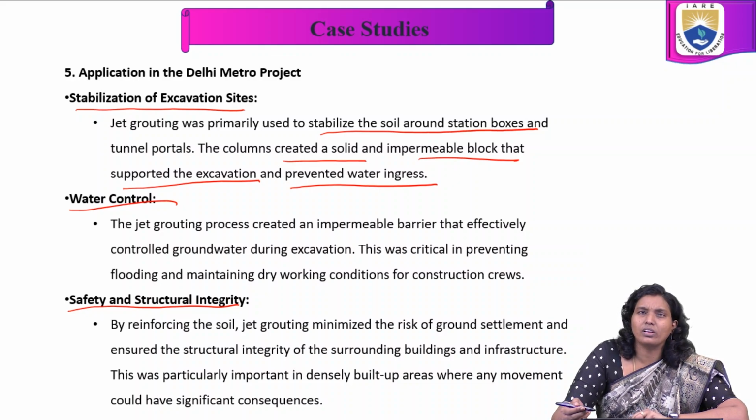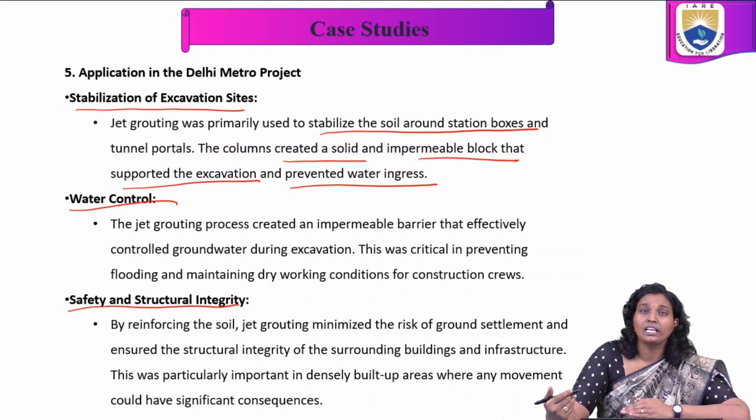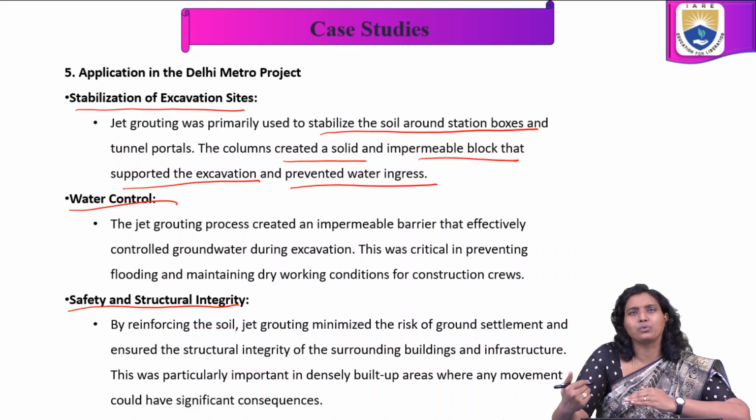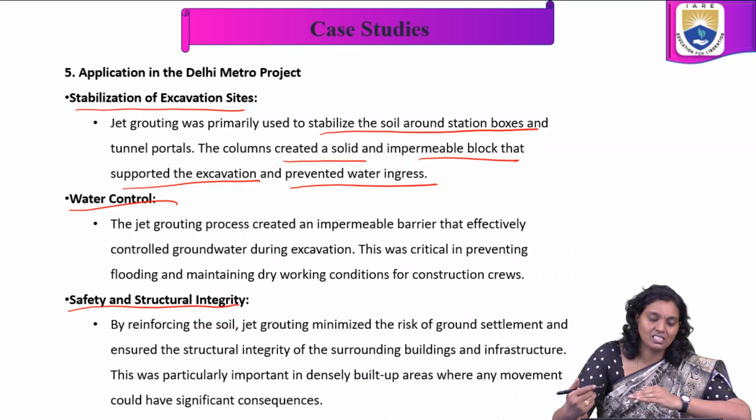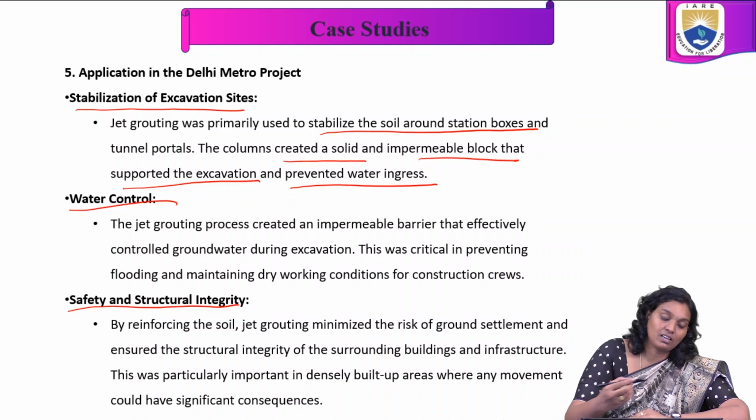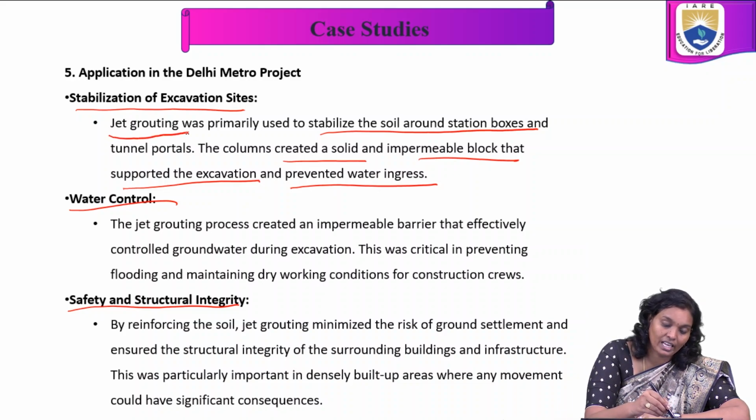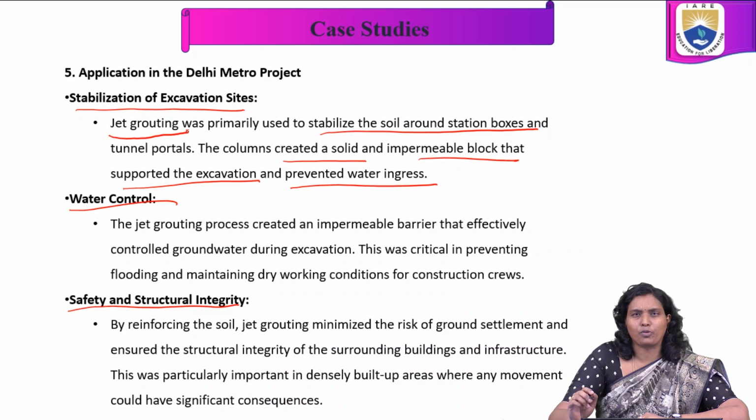So in this, jet grouting was primarily used to stabilize the soil around station boxes and tunnel portals. The columns created a solid and impermeable block. Because of this jet grouting, we are getting this kind of impermeable block that supported the excavation and also prevents water from entering the excavation. This is one of the major applications of the jet grouting technique for this kind of metro projects, in the underground scenario.